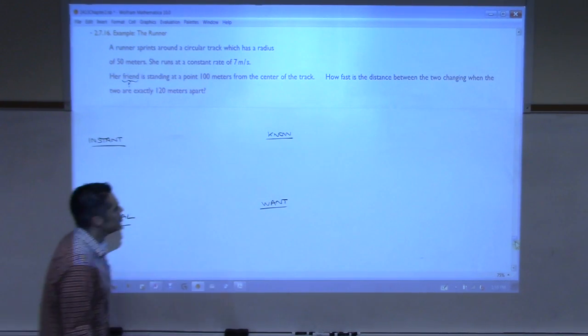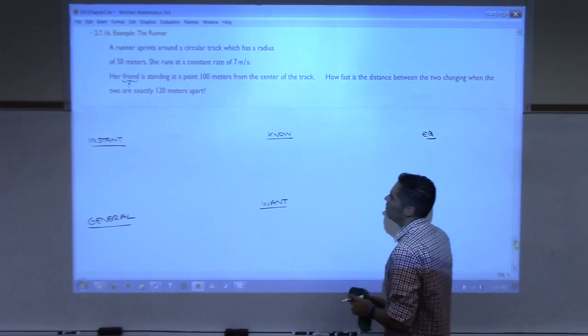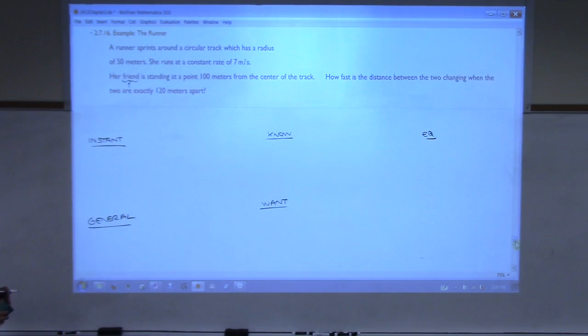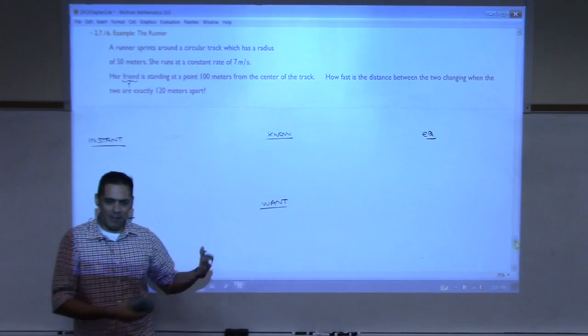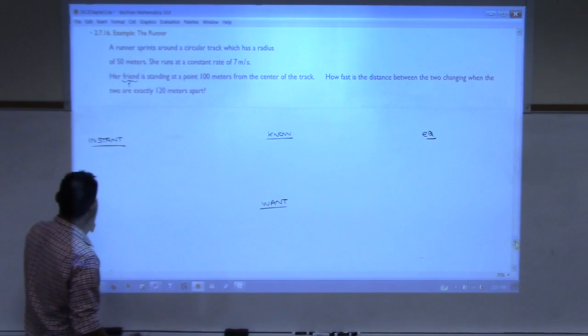All right, equation. I think we need to start with the general picture, because I can't say I want dx/dt. I don't have x. I need a picture, right? Need something to work off of. I'm going to move this up just a little bit so y'all can see it.